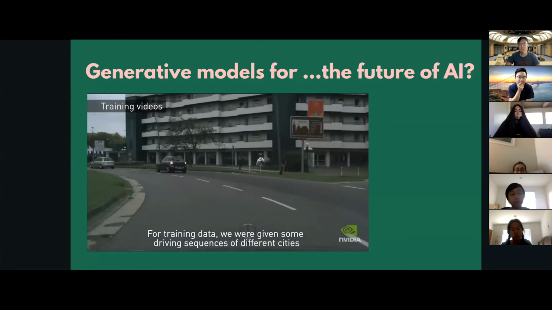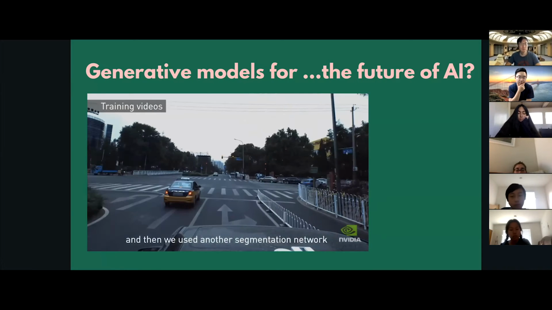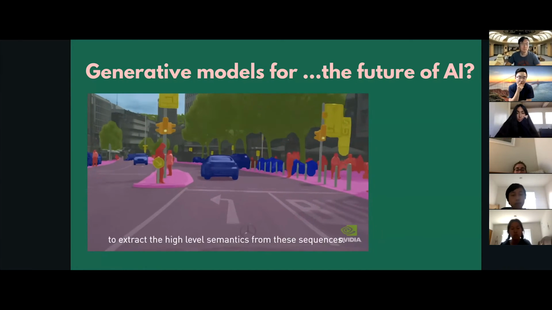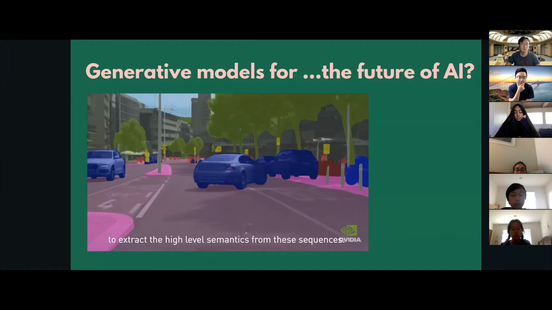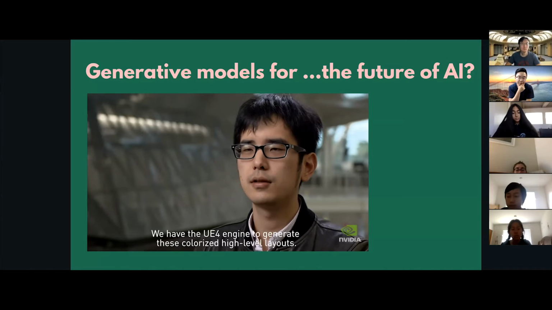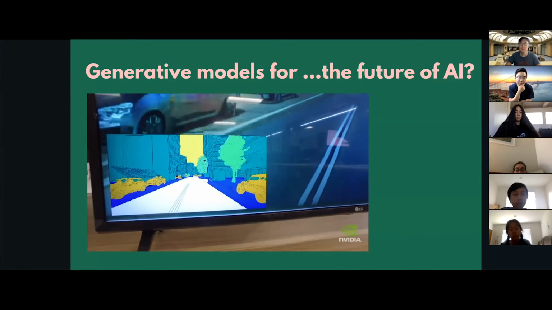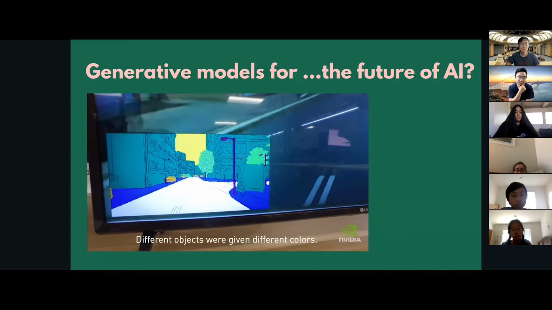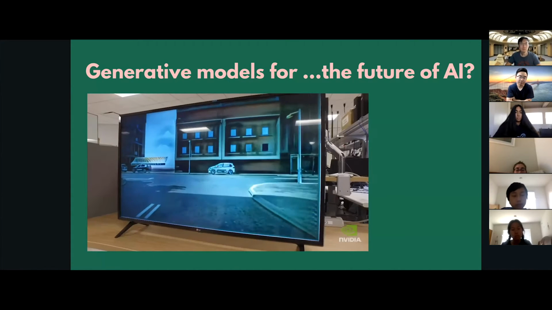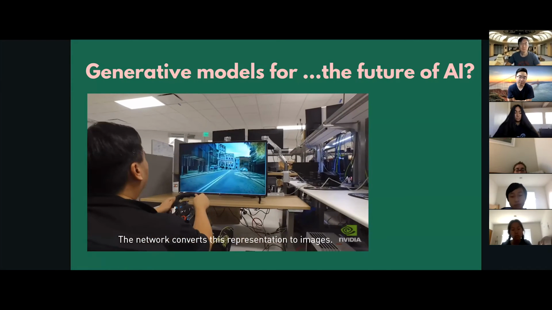For training data, we're given some driving sequences of different cities, and then we use another segmentation network to extract the high-level semantics from these sequences. We have the UE4 engine to generate these colorized high-level layouts, with different objects given different colors. The network converts this representation to images.